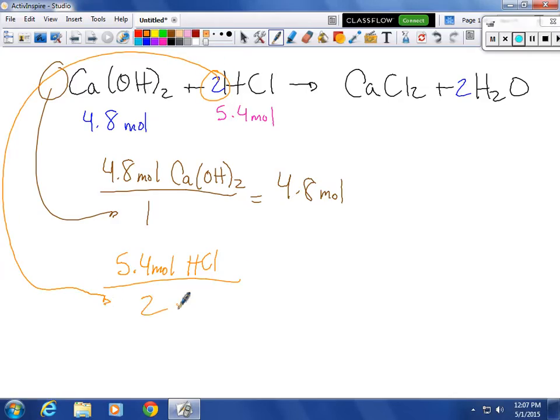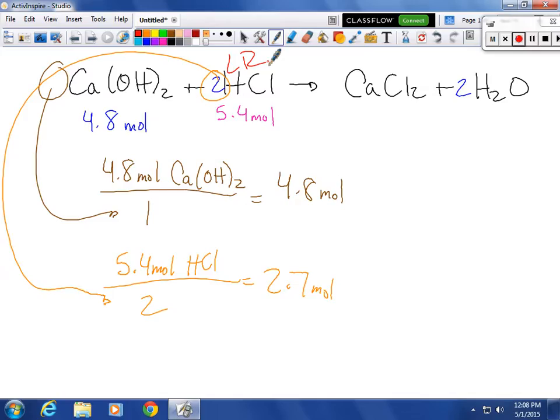It's 2. Somebody help me out. You with me? All I did was divide. So what is the number there? What's 5.4 divided by 2? 2.7. Now, have we just identified our limiting reactant? Yes. Who is it? That's all you have to do to identify. So that tells me that HCl is my limiting reactant.